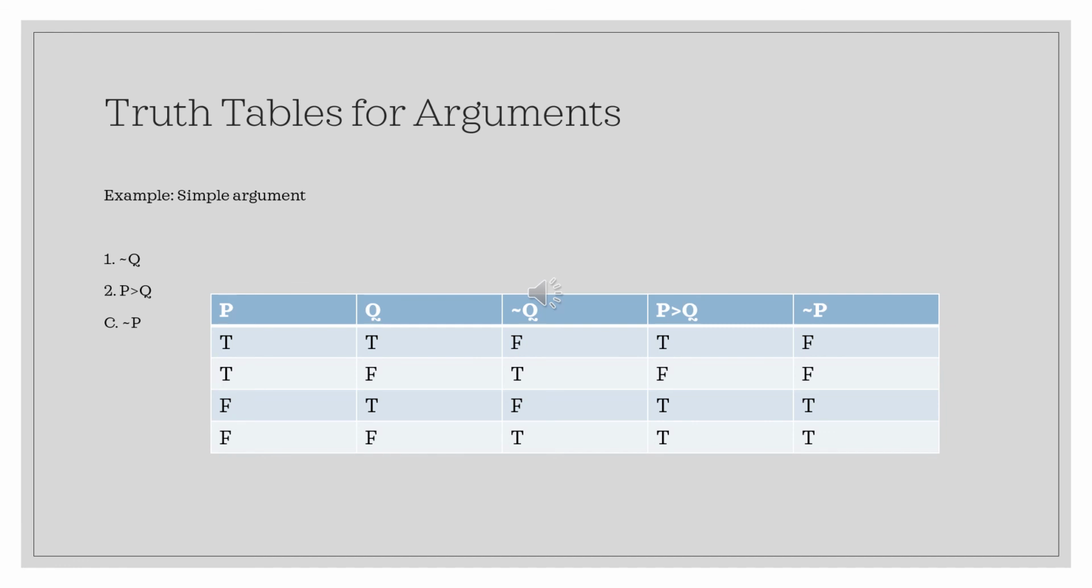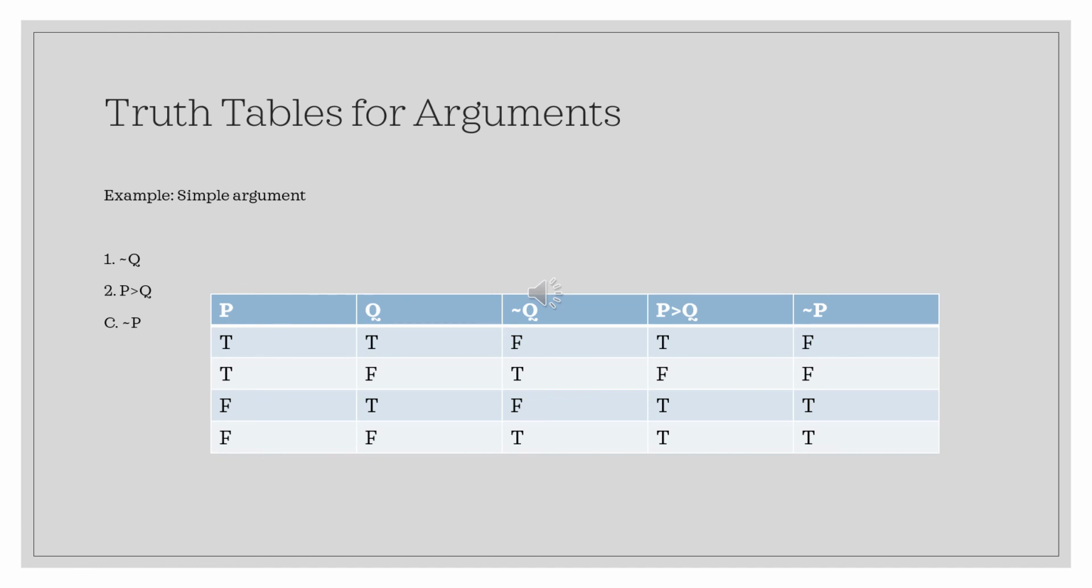The first premise is not Q. Well, computing that truth value is rather simple. Not Q, we just flip the truth values of Q. So we've got false, true, false, true. Then we can go over to premise 2, which says if P, then Q.